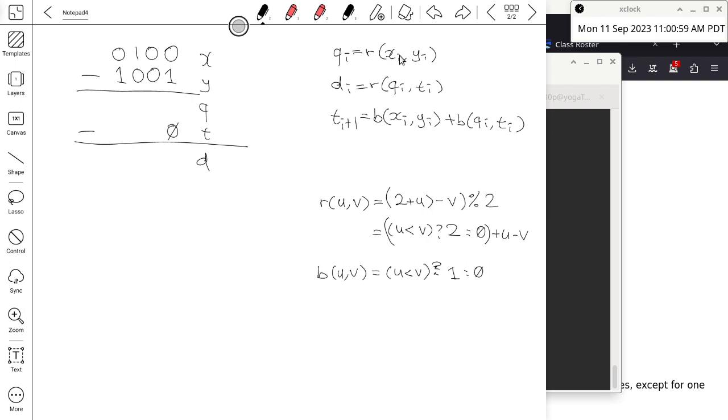So the first thing is, I want to figure out all the q of i's first. Okay, so let's go ahead and figure out q0. Okay, q0 goes here. So you look at the relationship. It's like, okay, so q0 is the r of x0, y0, which is 2 plus u, which is a 0, minus v, which is a 1, depending on which one you're looking at. I'm going to use the top one. So we end up with 2 minus 1, which is a 1. 1 mod 2 is a 1. So that's a 1. Are we okay so far?